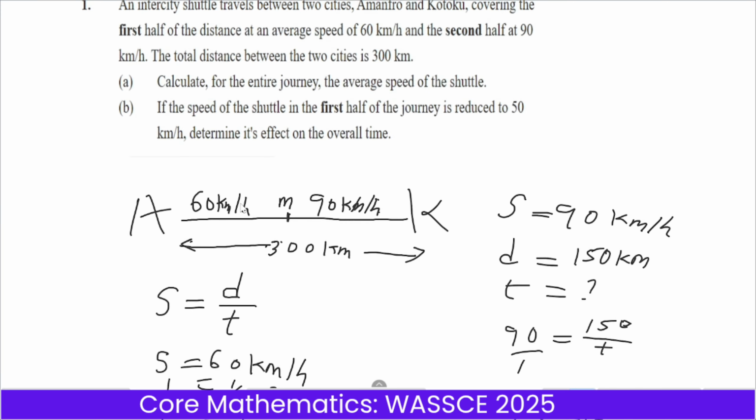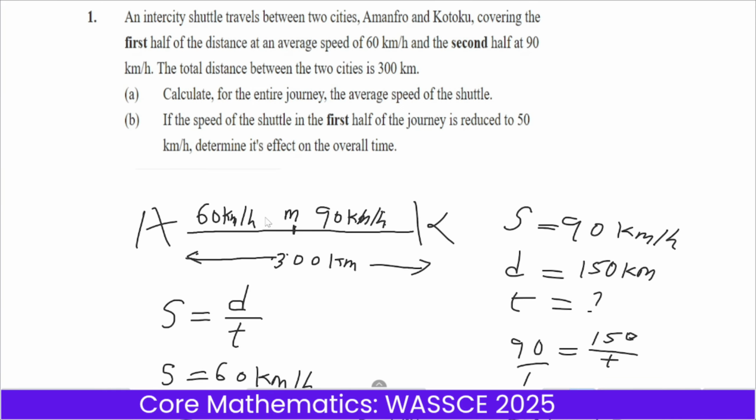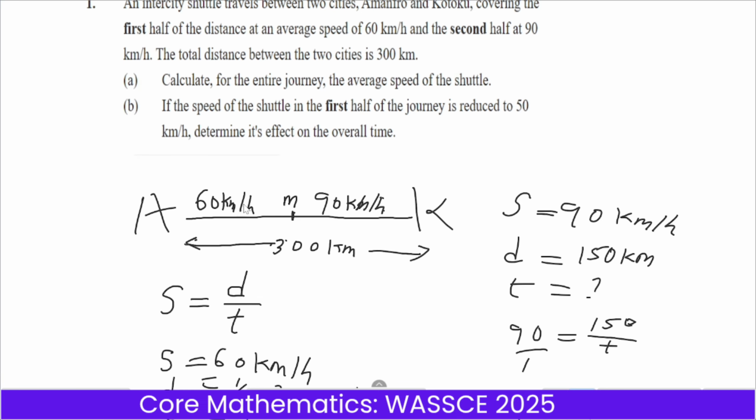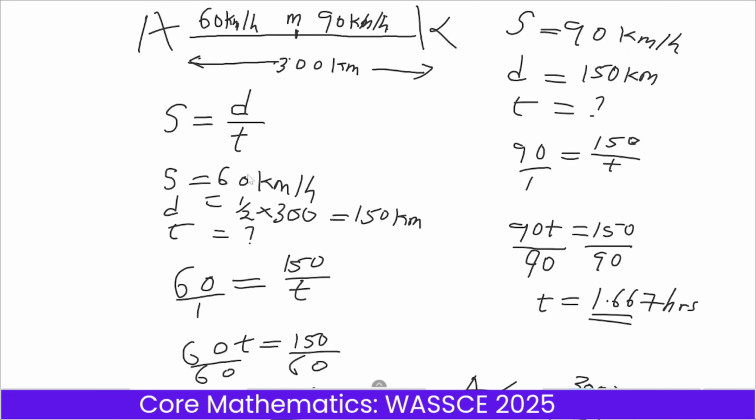So the second question is saying that if the speed of the shuttle in the first half of the journey is reduced to 50 kilometers per hour, determine its effect on the overall time. Now, let's look at it again.